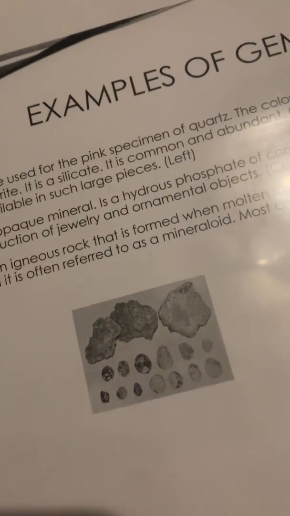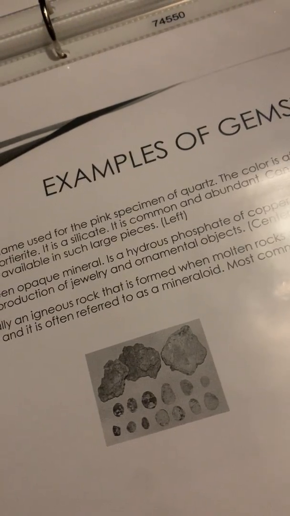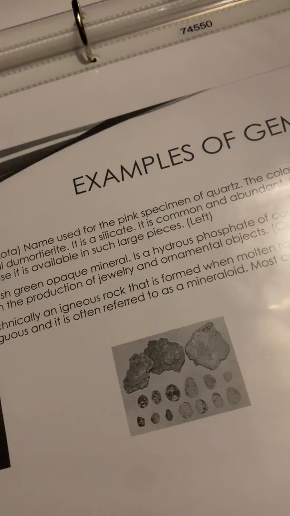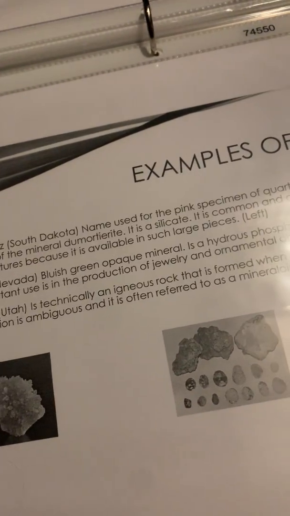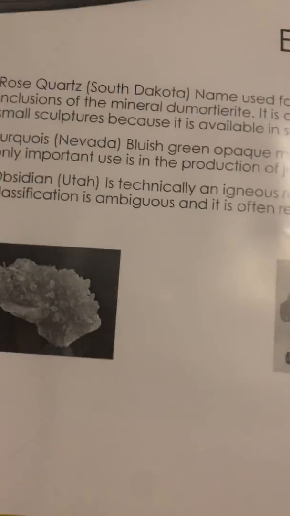Rose quartz, South Dakota, name used for the pink specimen of quartz. The color is attributed to inclusions of the mineral diorite. It is a silicate. It is common and abundant. Can be used to produce small sculptures because it is available in such large pieces. And then those are the other 2 examples of gemstones.